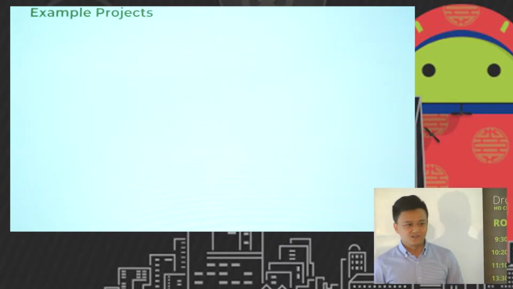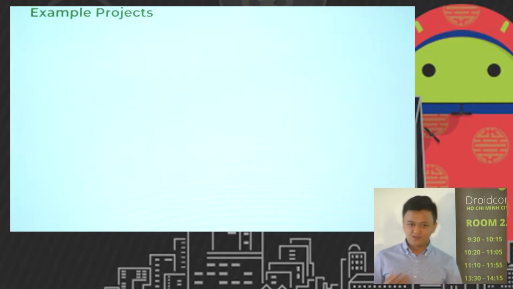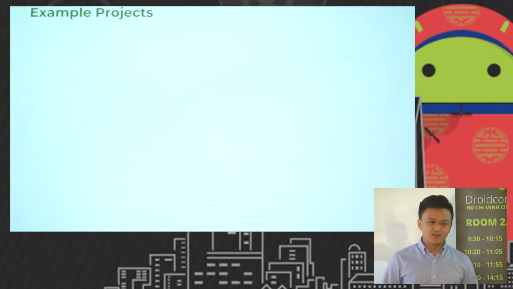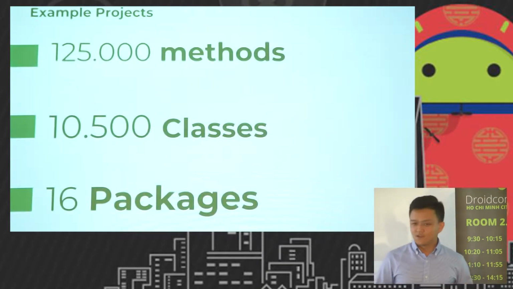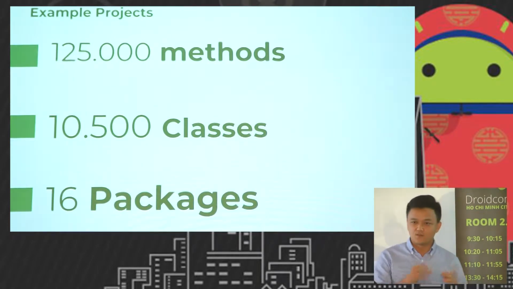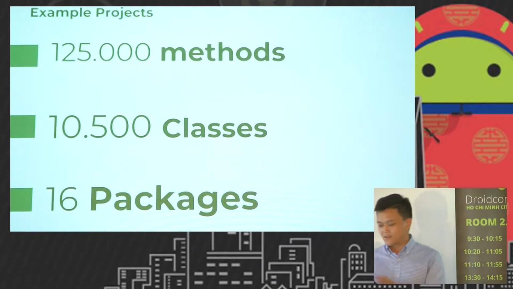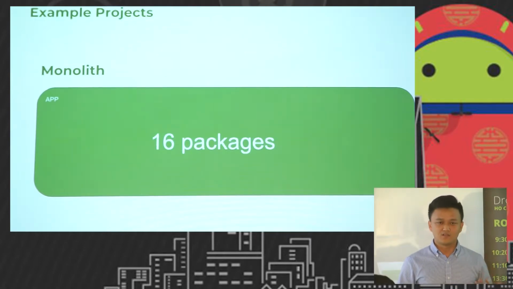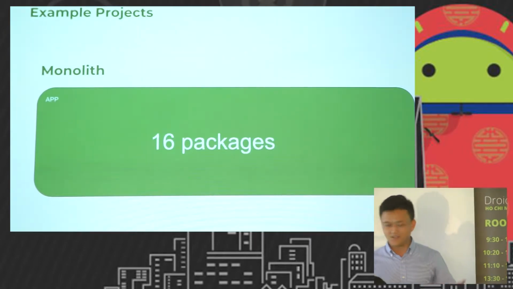That may sound cool, but maybe you need some numbers. So I created a sample project. I just wrote a script to generate some classes and methods. I generated more than 100,000 methods. I picked more than 10,000 classes and divided them into 16 buckets. And I created 3 projects from the classes. I copied the classes and buckets to 3 projects with different approaches. The first one follows the monolith approach, with only one single Gradle module and all 16 buckets in it.